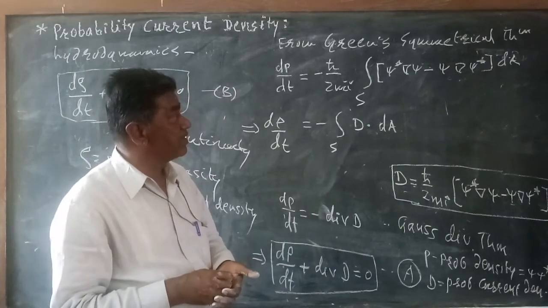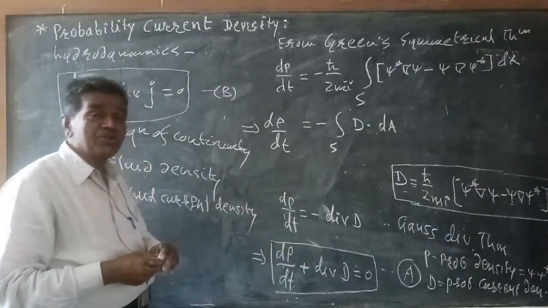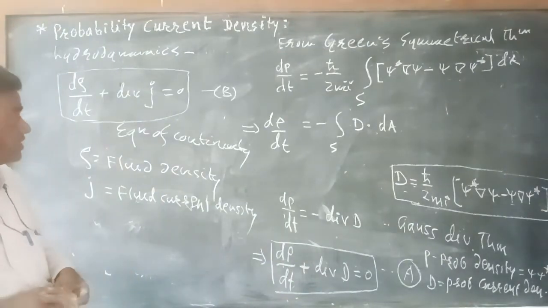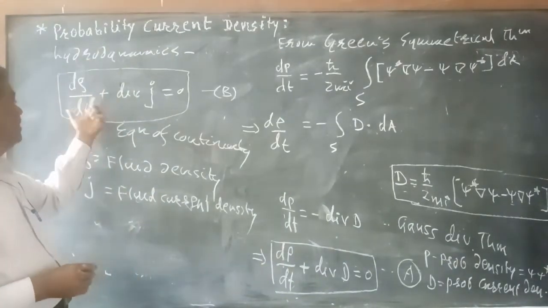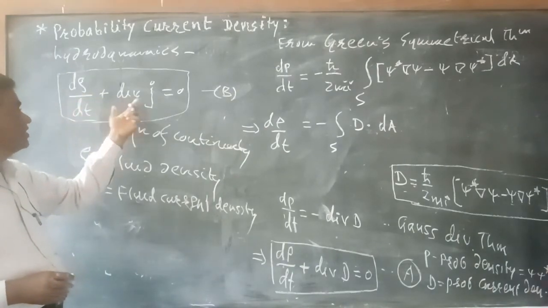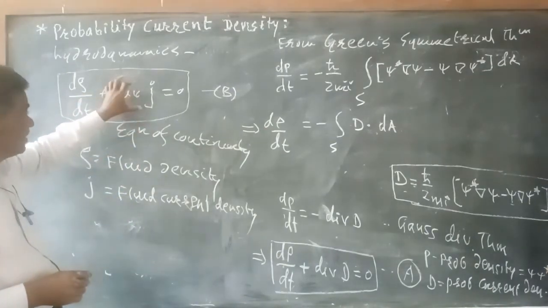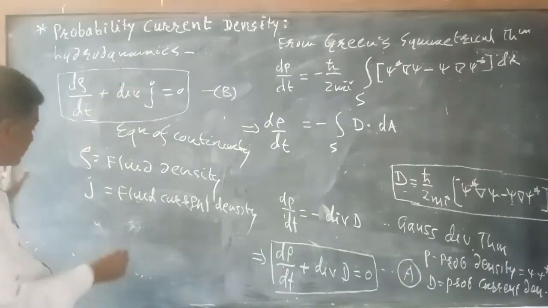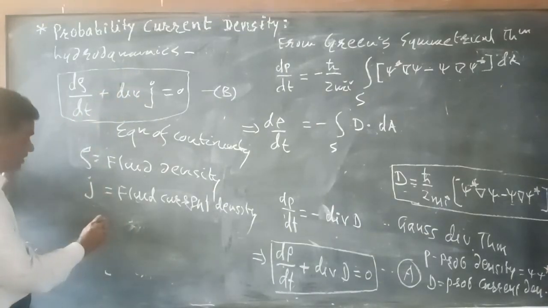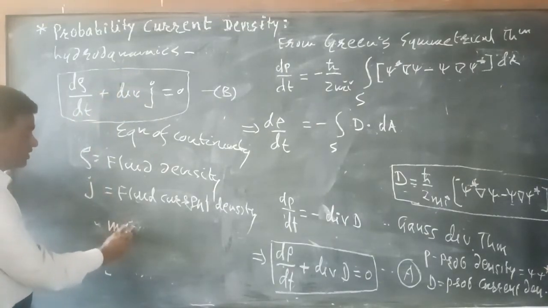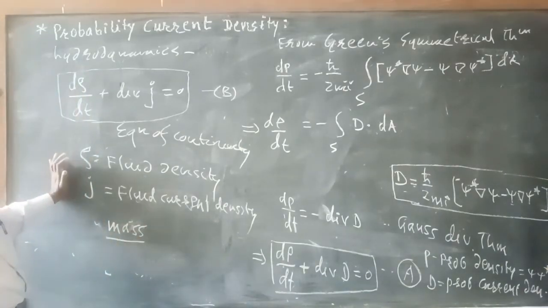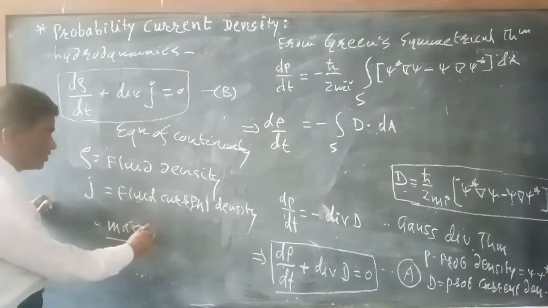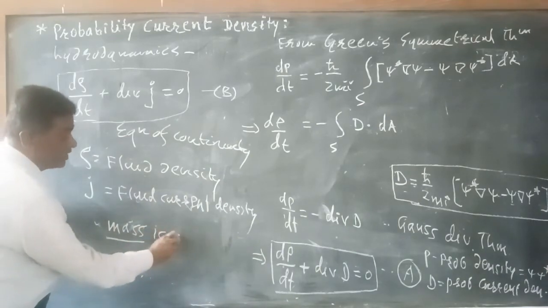So you have to remember the equation of continuity in every branch of physics. In hydrodynamics, we get dρ/dt plus divergence of J is equal to 0. It means that in this equation the mass is conserved. In hydrodynamics or fluid dynamics, the mass is conserved.